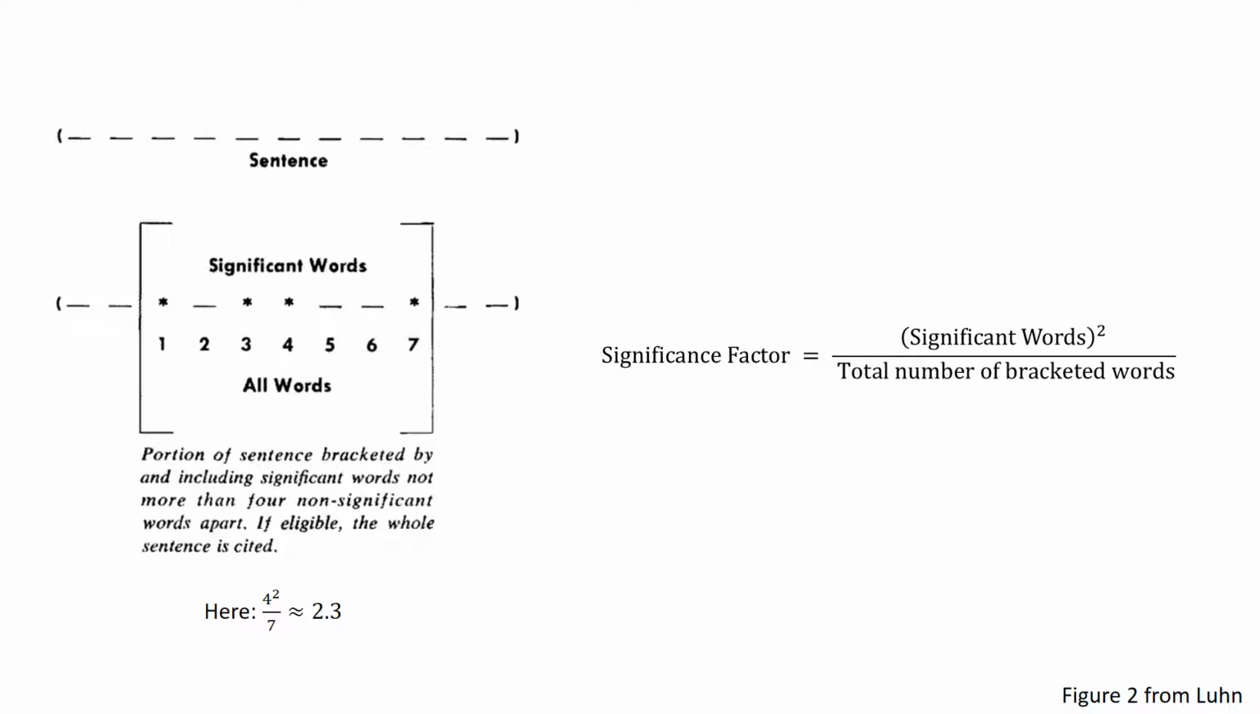Now, the number of significant words in the sentence here is 4. We have to square that number and get 16. And then to further our calculations, we have to divide that 16 by the number of total words, including insignificant and significant words within the cluster. So 16 divided by the 7 total words, we get an answer of 2.3. Now that is the significance factor for the sentence.